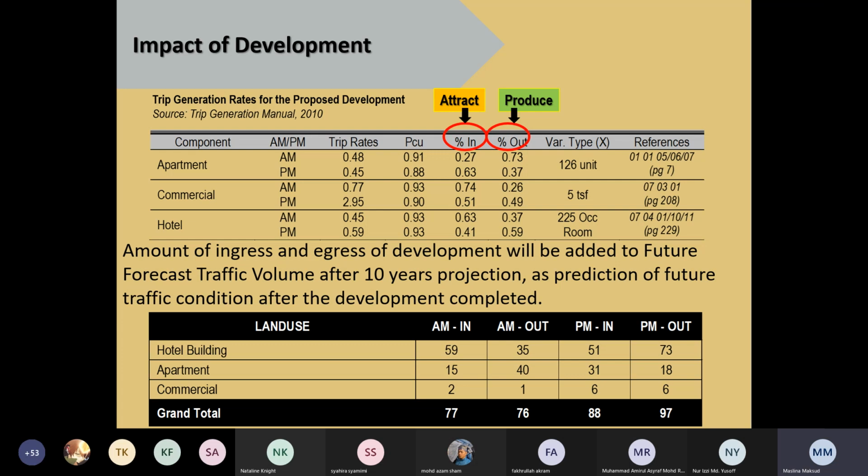And this is how we produce the development traffic, the traffic produced and attracted during the AM and PM peak hours. So this amount of ingress and egress of the development will be added to the future traffic forecast for the 10 years projection, as the prediction of the future traffic condition after the development is completed.